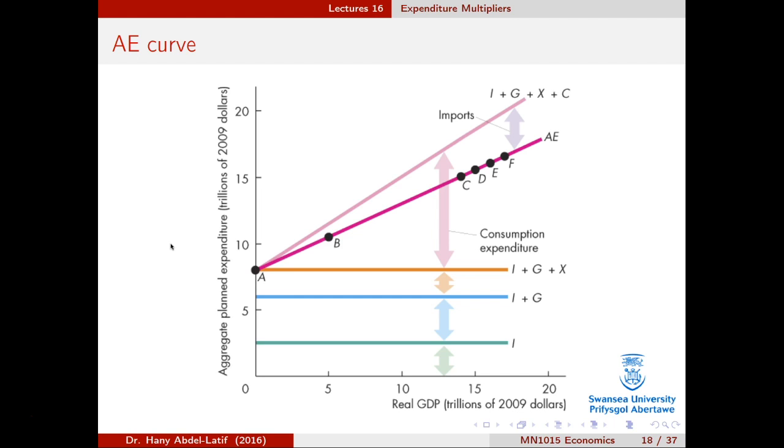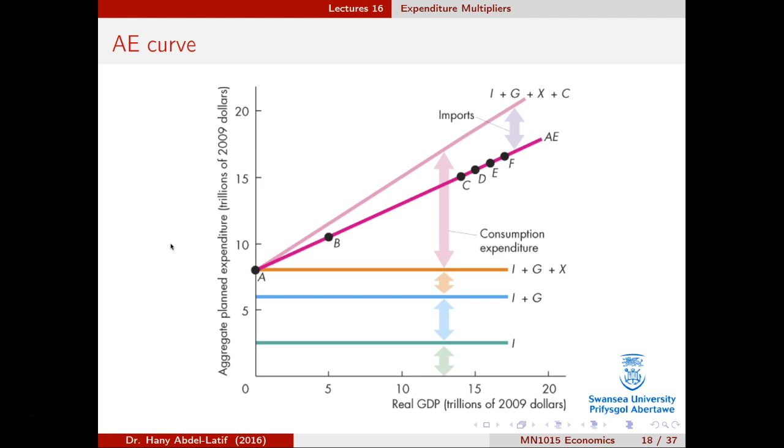So when we have these 4 components together, and again, you see consumption at this point starts from the sum of these. So it doesn't start from 0, it starts at the sum of the autonomous expenditure, so I plus G plus X. When we add imports, it is minus imports in the equation. So that's why you will see that we go down to the aggregate expenditure.